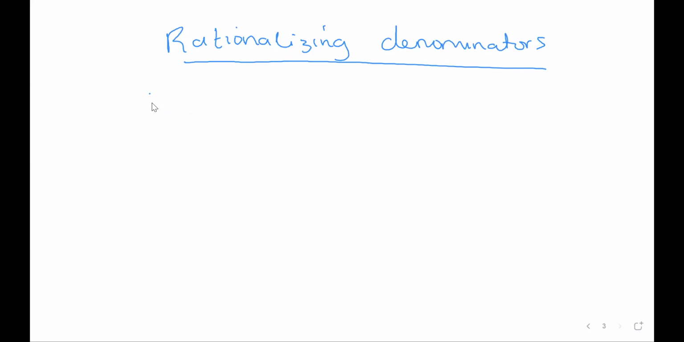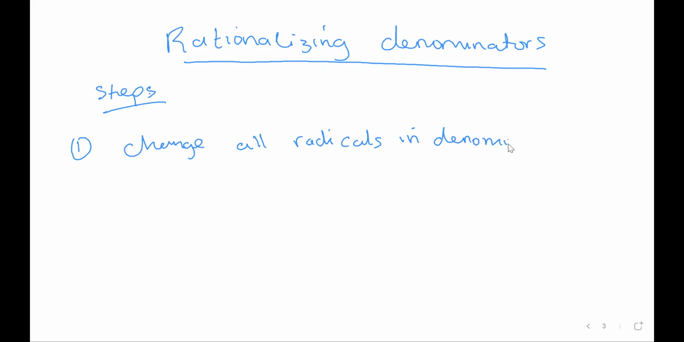Okay, so the first step towards rationalizing denominators is to change all radicals in the denominator to their corresponding exponents. Steps to rationalizing denominators. The first step is to change all radicals in the denominator to their corresponding exponents first.